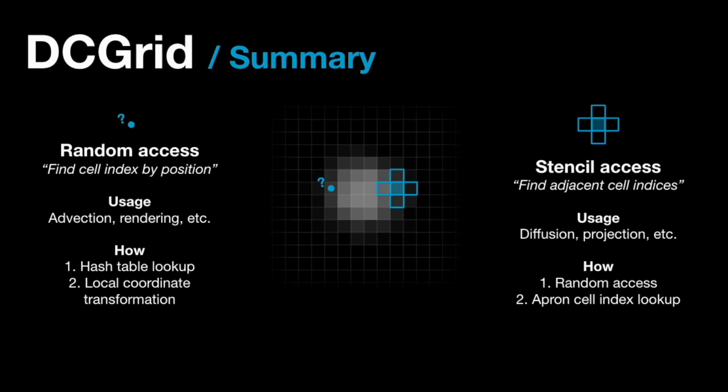So, in summary, to perform random access in DCGrid, we perform a hash table lookup to find the location of the block in memory. Then, we apply a simple linear transformation to get the cell index from the block index. To perform a stencil access, we perform a random access at first to get the location of the center cell. Then we look up the indices of its neighboring cells in the apron cell indices data structure.